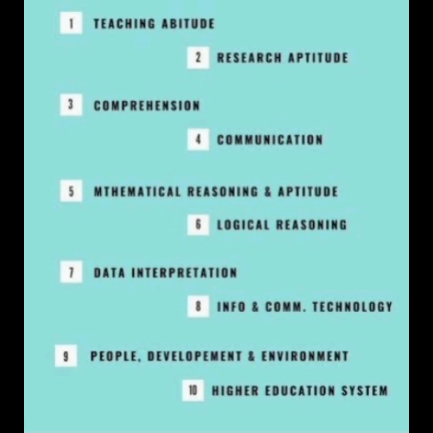Paper 1 has 10 major areas: research aptitude, teaching aptitude, communication, data interpretation, information and communication technology, logical reasoning, mathematical reasoning, people development and environment, comprehension, and higher education system. Paper 1 is very important in this exam, so we have to have a good idea about it, and going through old question papers will be an effective way to crack paper 1.